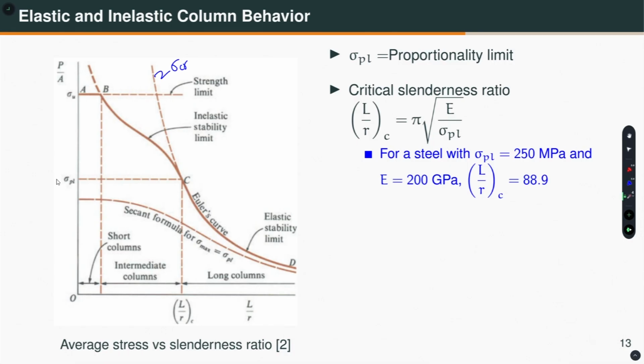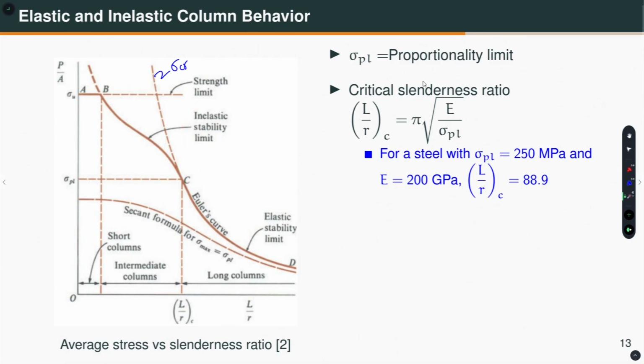Now, as you can see, between sigma PL and sigma U, that is the ultimate strength, you have quite a bit of range, and there are slenderness ratios of columns which can lie in this range. So, what happens there? The stress is above the proportionality limit. Here the column undergoes inelastic buckling. That is what is indicated through this curve. This is called the inelastic stability limit or inelastic critical load.